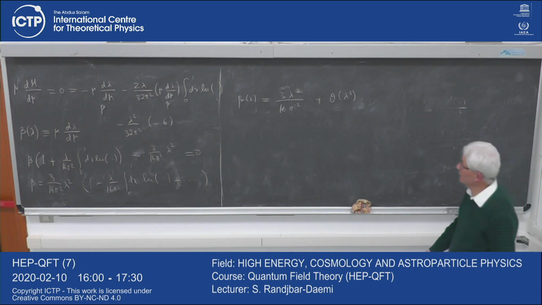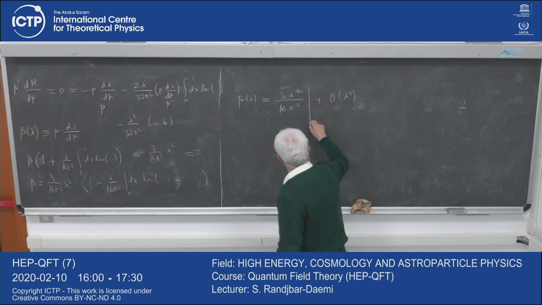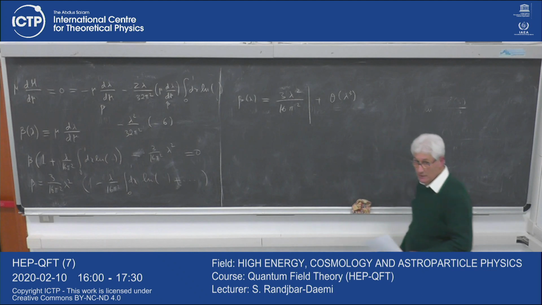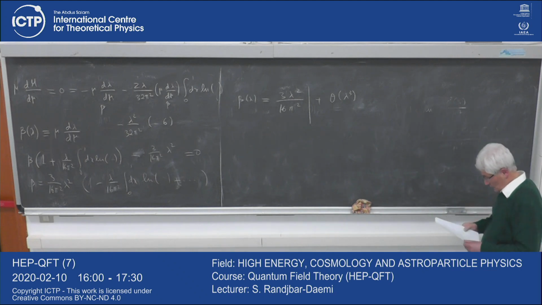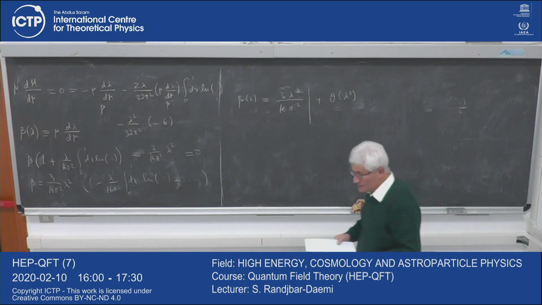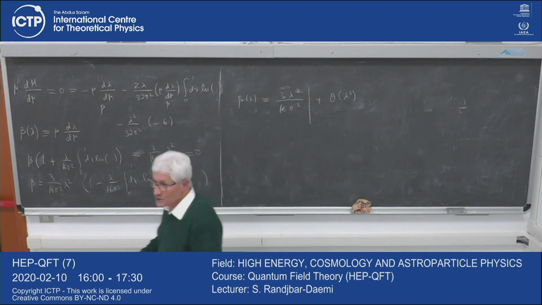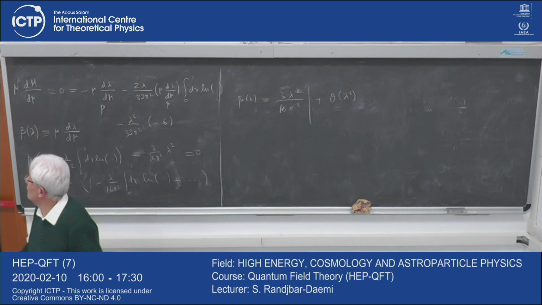You should stop here. That's up to the order that we have calculated. Also, some miracles happen with this subject. This is called the renormalization group beta function.